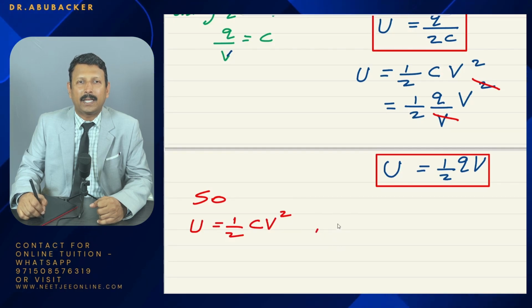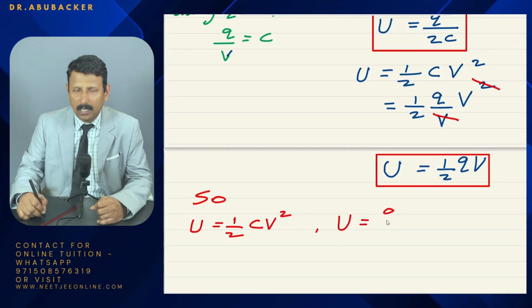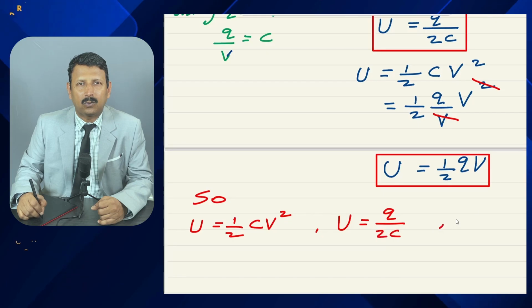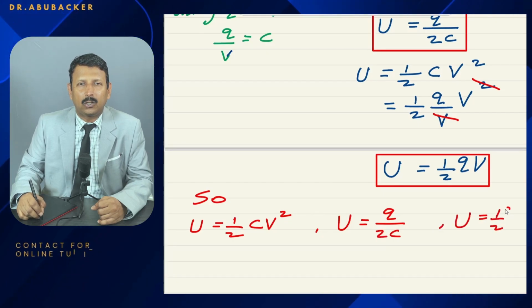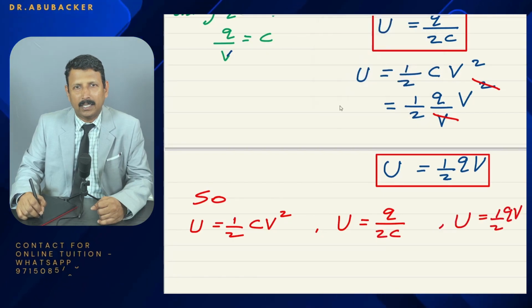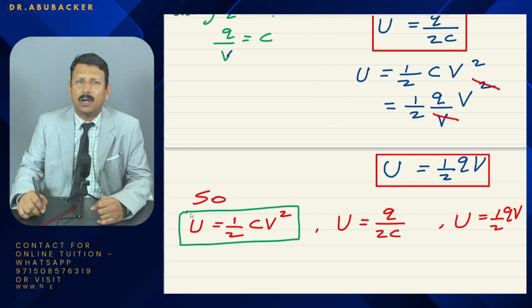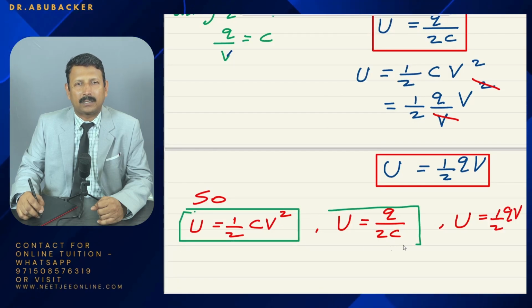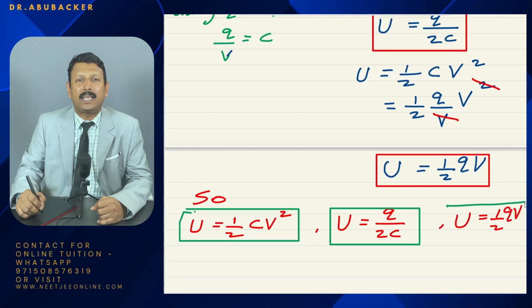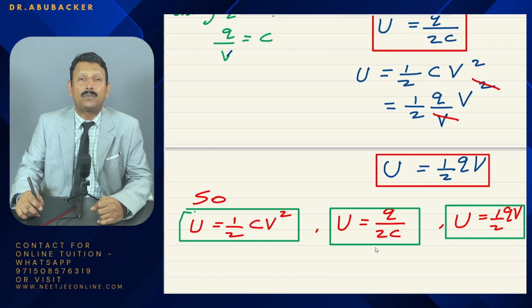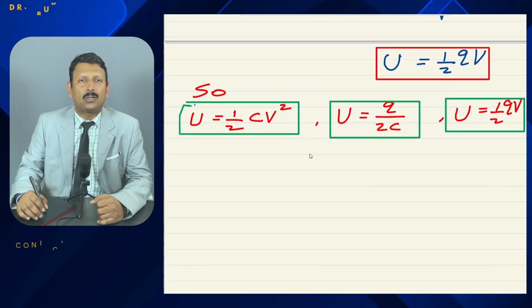So the three forms we can write are: first, U is equal to half CV square; second, U is equal to Q square by 2C; third, U is equal to half QV. All are representing the same thing, the energy stored in a capacitor. Useful for numericals.